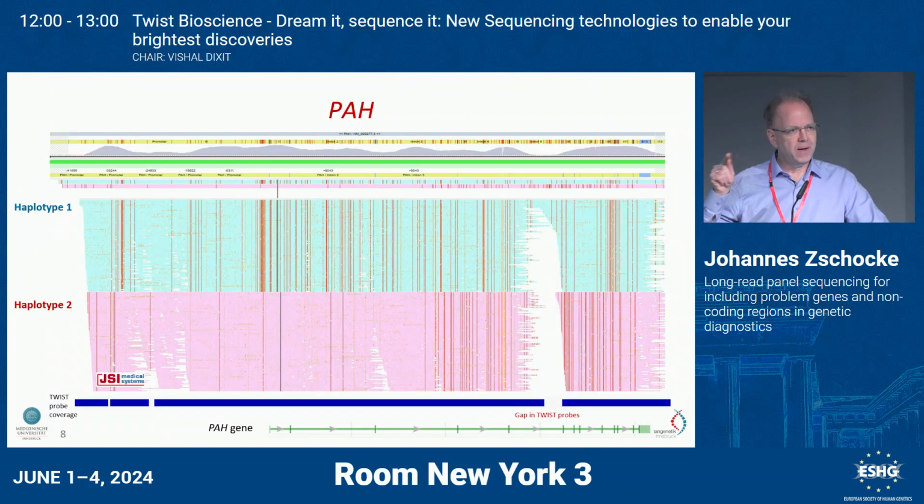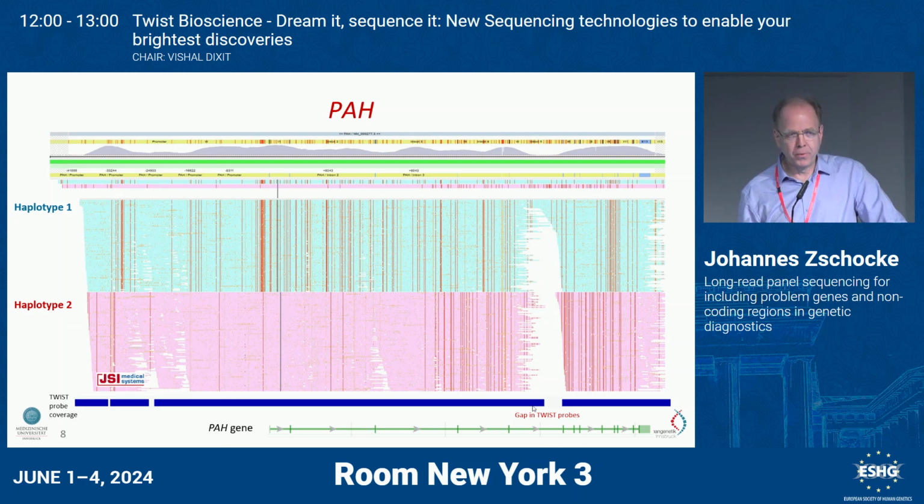And it works very nicely for standard genes. So we have included phenylalanine hydroxylase, the gene that causes PKU. Very simple gene, no paralogs, nothing. And you can see here, visualized with the JSI system, the 2 different haplotypes in the long read runs. You can have 1 haplotype, and all these lines are individual variants. The gene goes down here from the beginning to the end.